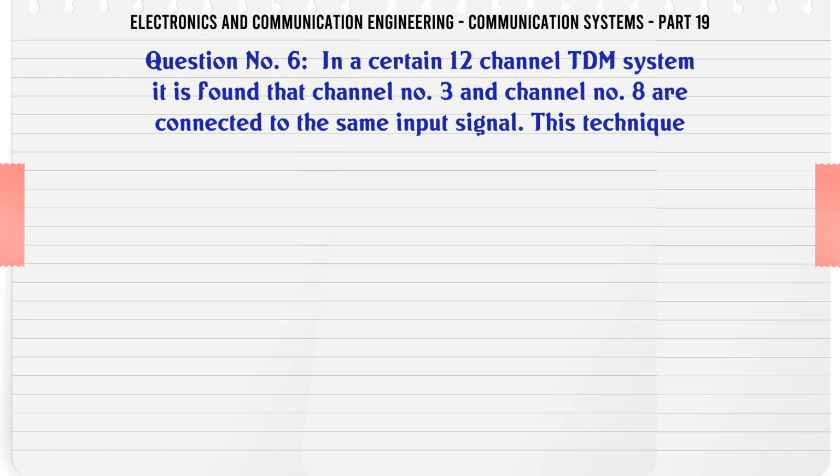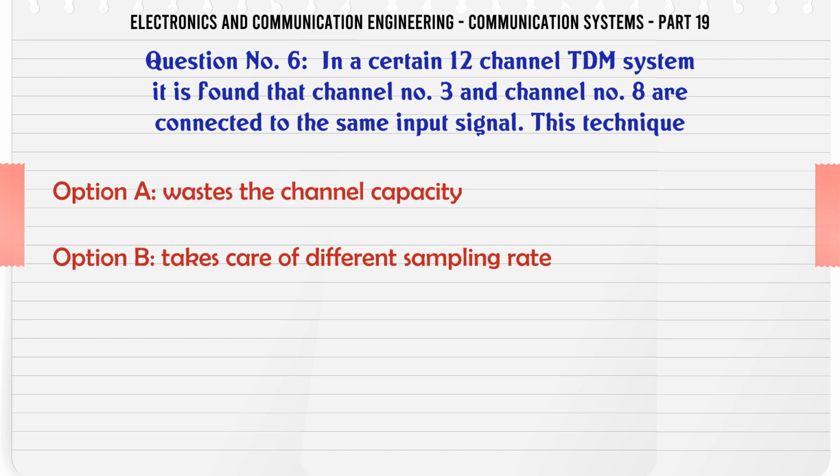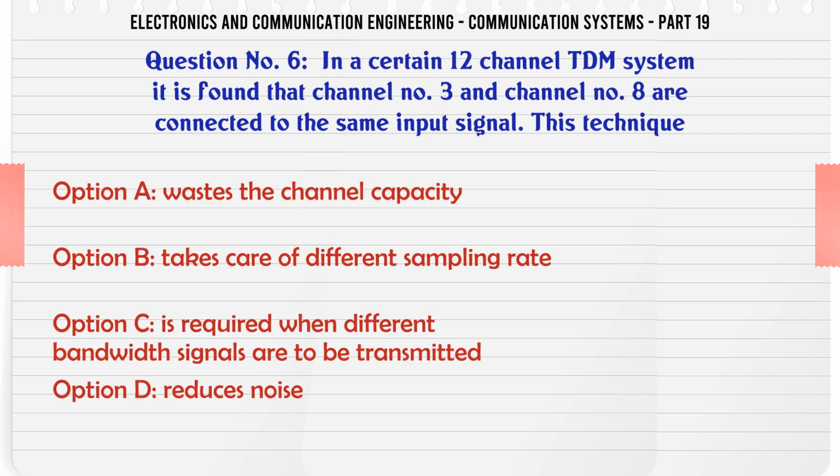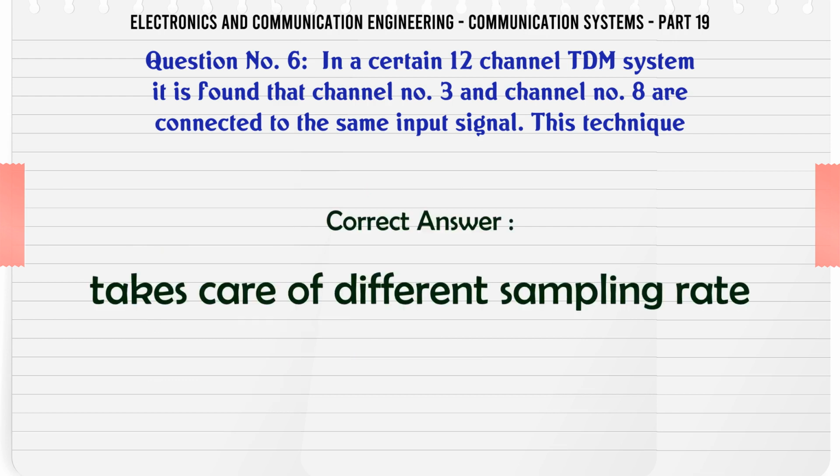In a certain 12-channel TDM system, it is found that channel number 3 and channel number 8 are connected to the same input signal. This technique A. wastes the channel capacity, B. takes care of different sampling rate, C. is required when different bandwidth signals are to be transmitted, D. reduces noise. The correct answer is takes care of different sampling rate.